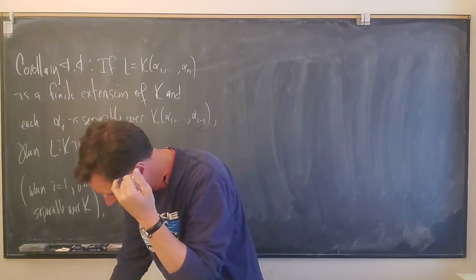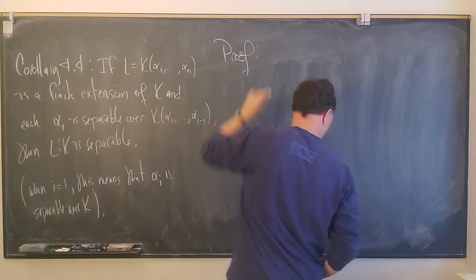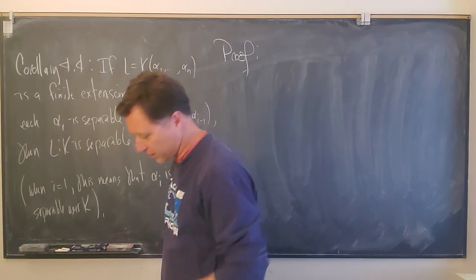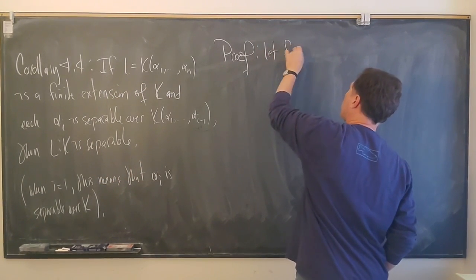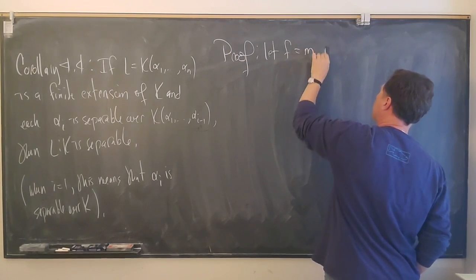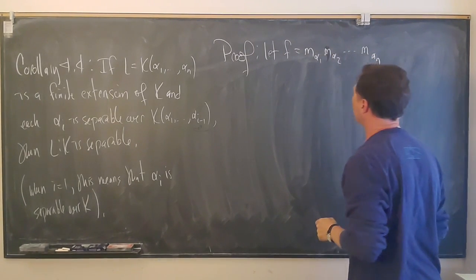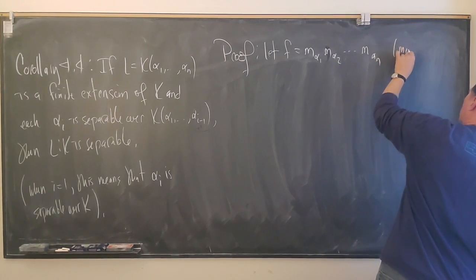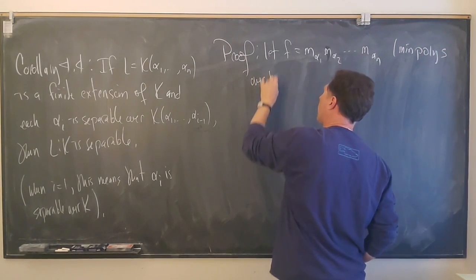Okay, so for the proof, first I'm going to multiply some minimal polynomials and create a big polynomial. Let's call it F. Let F equal the product: the minimal polynomial of alpha 1 times the minimal polynomial of alpha 2 times the minimal polynomial of alpha n, where these are minimal polynomials over K.